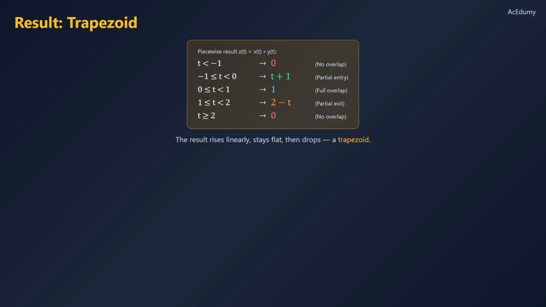This is the piecewise formula. 0 for t less than -1, t plus 1 for -1 to 0, 1 for 0 to 1, 2 minus t for 1 to 2, and 0 for t greater than 2.